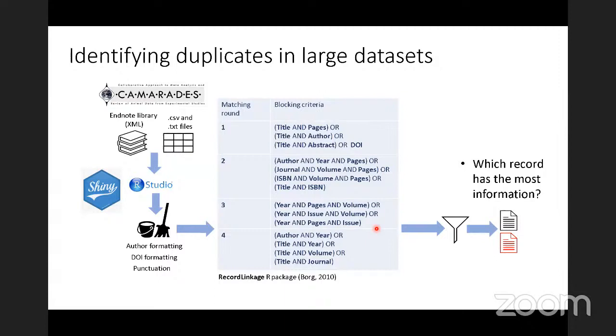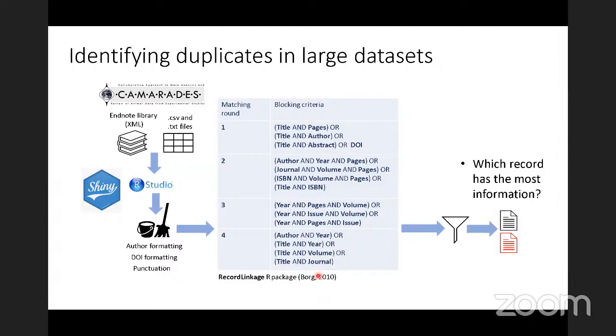So I took previous systematic review data sets that we had in the lab, and I put them into RStudio, and I started trying to work with the formatting and clean the data in a way that I could try and get the fields to match better. So I worked on the DOI formatting, the author formatting, pages, things like that.